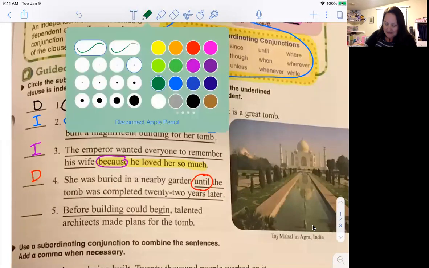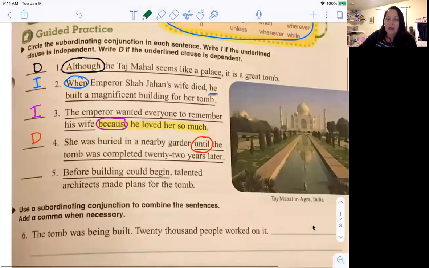So let's look at the last one. It says, before building could begin, talented architects made plans for the tomb. Let's look at the underlined part of the sentence. Before building could begin. Now, does that stand alone as a sentence? Is before building could begin independent? Or is that dependent because of a certain word? If you said it's dependent, you are right, and it's because of what word, what subordinating conjunction makes that part of the sentence dependent? It is before.